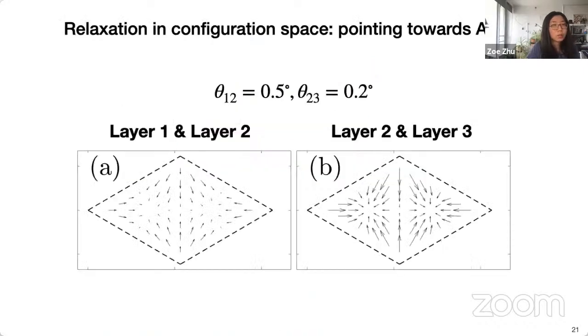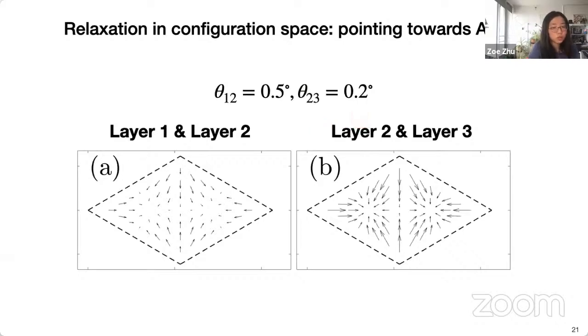Okay, so now let's look at what the relaxation pattern looks like after the energy minimization. First, we can try to understand the relaxation pattern in configuration space. Here is an example of what it looks like. In A, I'm looking at the relaxation between layer 1 and layer 2 averaged over the layer 3 configuration. Similarly, in B, I'm looking at the relaxation between layer 2 and layer 3 averaged over layer 1 configuration. The first thing you notice is that the relaxation strength is much larger when the corresponding twist angle is lower.